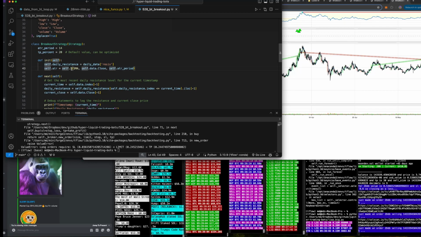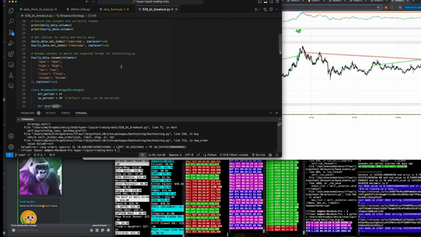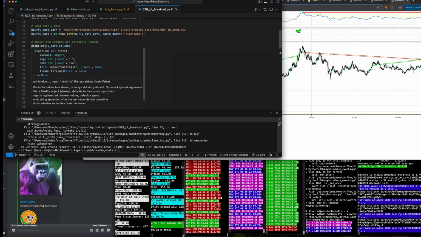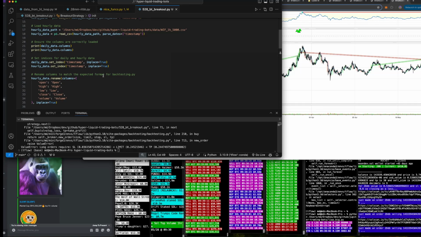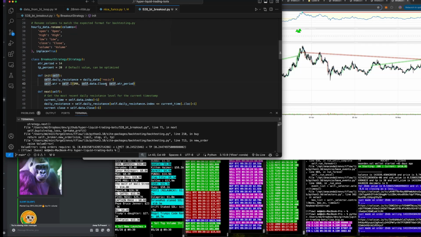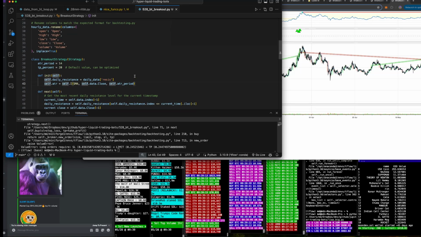Data dot close, self dot data. ATR period. What did it do is the question. Daily data. What is the data? Where's the data being passed in here? Self dot data. Okay.